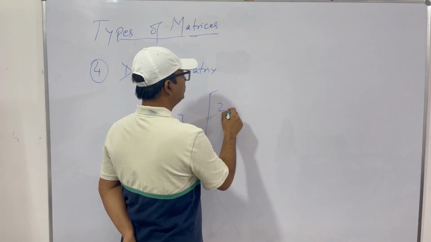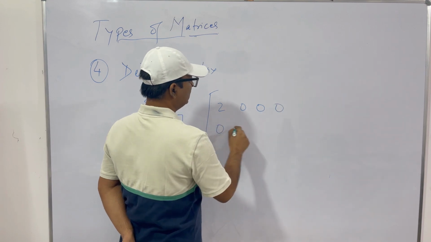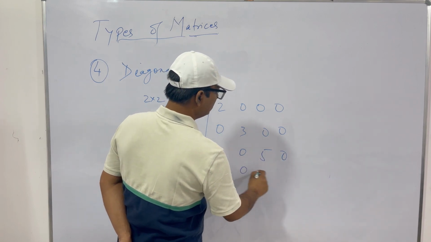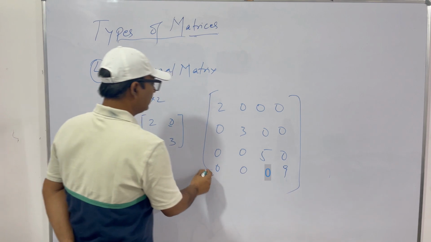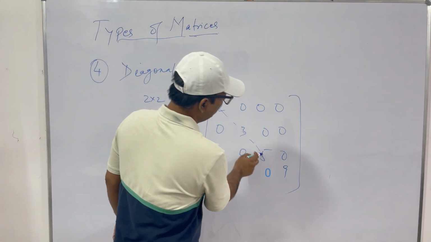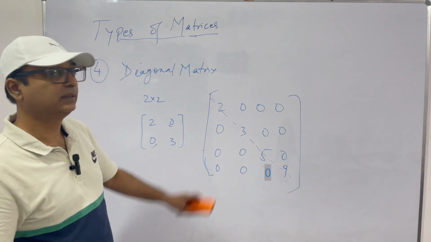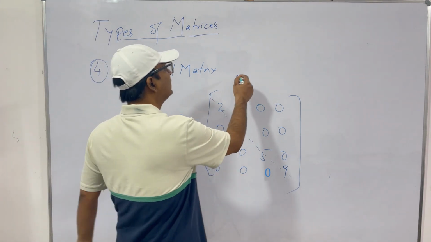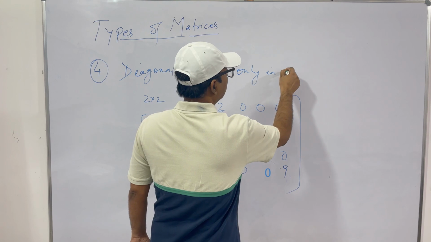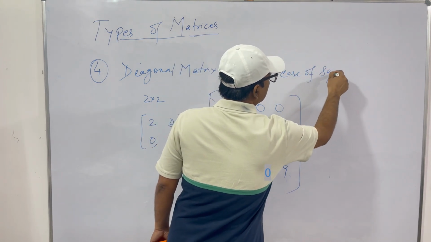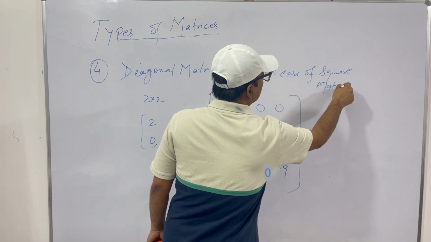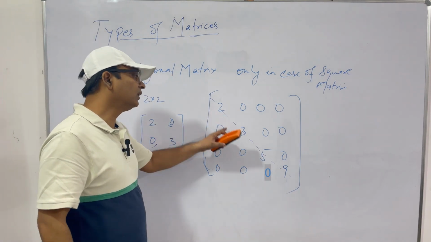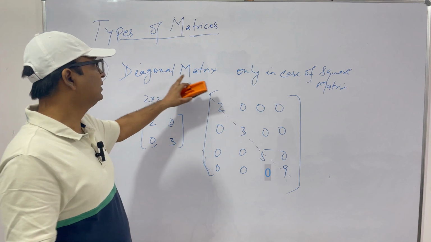For example, I am taking a 4 cross 4 matrix: 2, 0, 0, 0; 0, 3, 0, 0; 0, 0, 5, 0; 0, 0, 0, 9. So, this is a diagonal matrix. We have non-zero elements only on the diagonal. And one more thing to remember here is that we get a diagonal matrix only in case of a square matrix. Clear? If you have a column matrix, you won't get a diagonal matrix. Only when we have a square matrix and all the non-diagonal elements are zero, we call it a diagonal matrix.